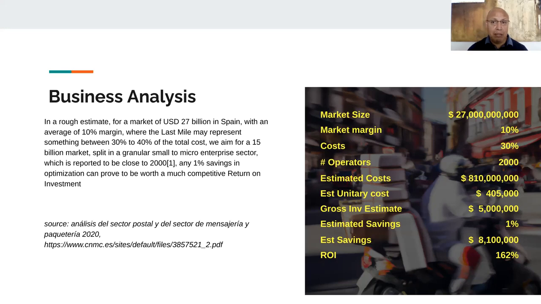The numbers presented here are our initial estimates, considering an initial frugal investment estimate of around $5 million in order to tackle a potential return on savings above $8 million, which proves quite a positive return on investment scenario.